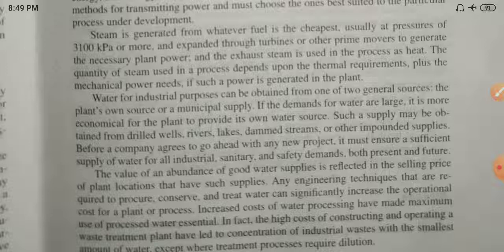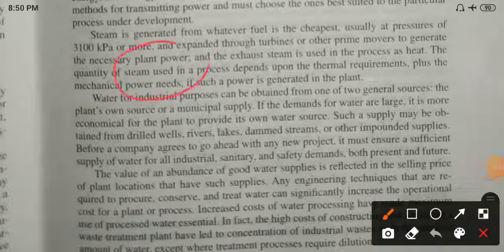Steam is generated from whatever the fuel is cheapest, usually at a pressure of 3100 kilopascal or more, and expanded through the turbine or other prime movers to generate the necessary plant power. Exhaust steam is used for this basis. Which one? For this, steam is used and the power generated of the plant.